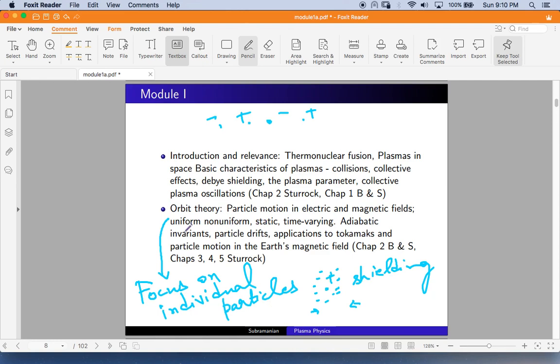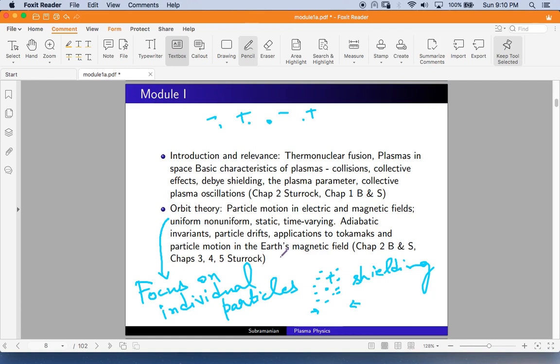Okay, and this has got lots of very important applications to tokamaks and to particle motion in the Earth's magnetic field, and so on and so forth. And this is covered in chapter 2 of Boyd and Sanderson and chapters 3, 4, 5 of Sturrock.